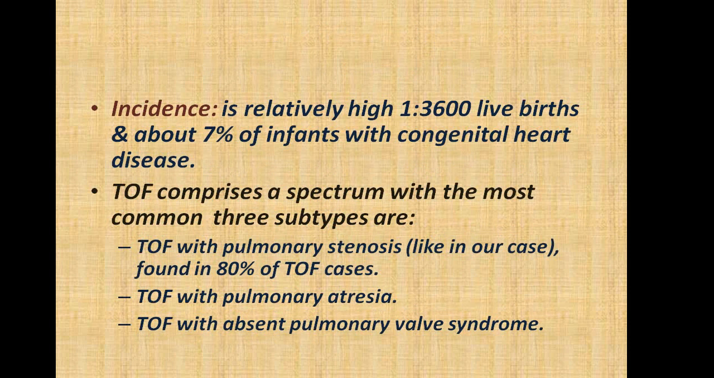Tetralogy of Fallot comprises a spectrum with the most common three subtypes: tetralogy of Fallot with pulmonary stenosis, like in our case, which is found in 80% of tetralogy of Fallot cases, tetralogy of Fallot with pulmonary atresia, and tetralogy of Fallot with absent pulmonary valve syndrome.